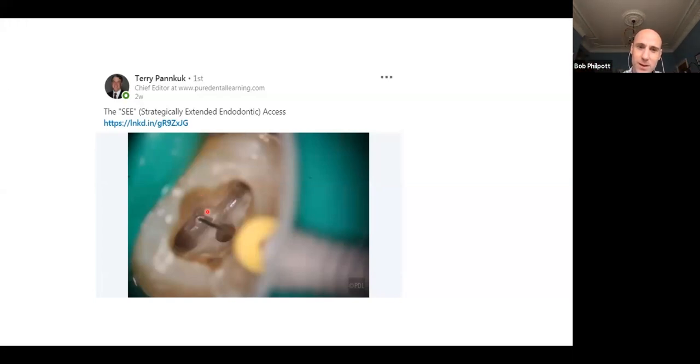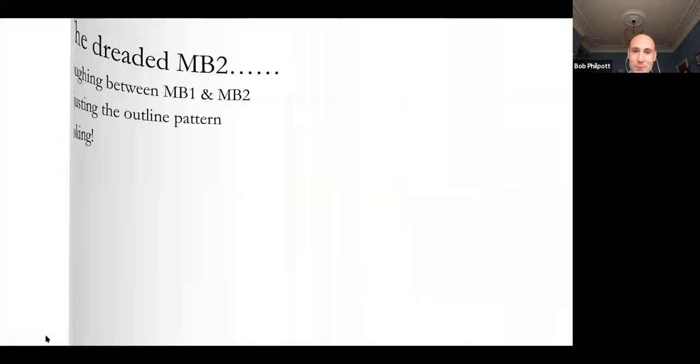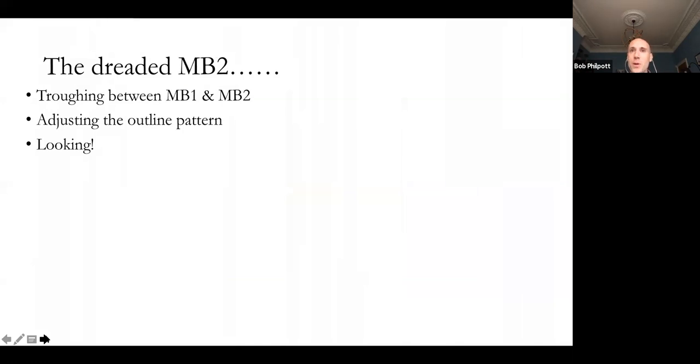So get rid of it, take it away. Don't chop the marginal ridge to pieces, but create an access cavity that is appropriate for you to find the canals, because ultimately that's what the access cavity is for. It's to find the root canals. And then that brings us on, that last image, to this dreaded MB2.